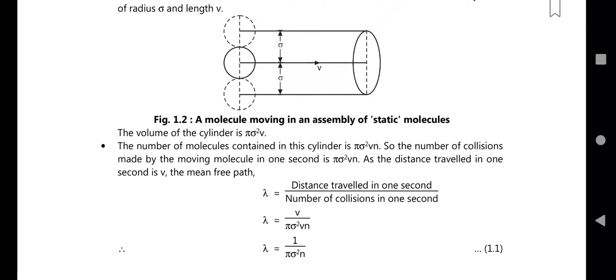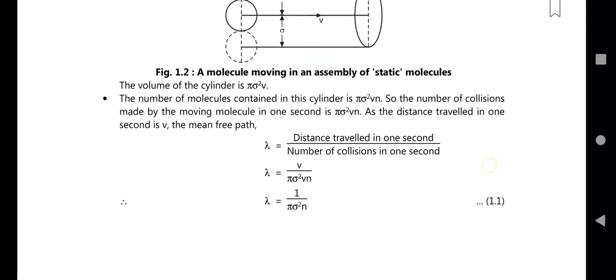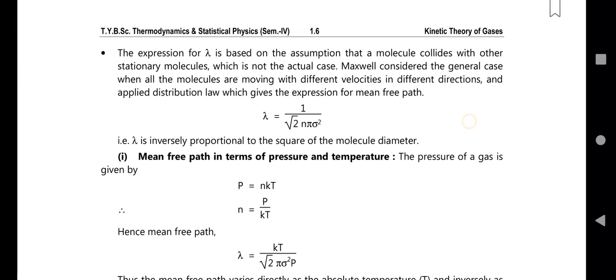The distance traveled is the same as we saw in the definition of mean free path: distance traveled in 1 second upon number of collisions in 1 second. Therefore, distance traveled in 1 second, that is small v, upon number of collisions in 1 second, pi sigma square vn. Here v gets cancelled, we get lambda equal to 1 upon pi sigma square n. Now the expression for lambda is based on the assumption that the molecule collides with other stationary molecules, which is not the actual case.